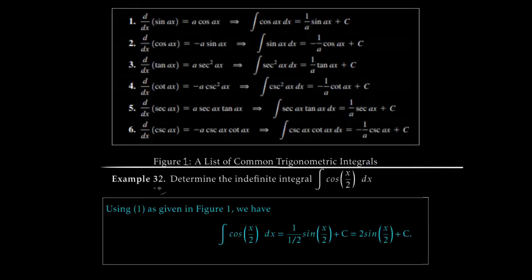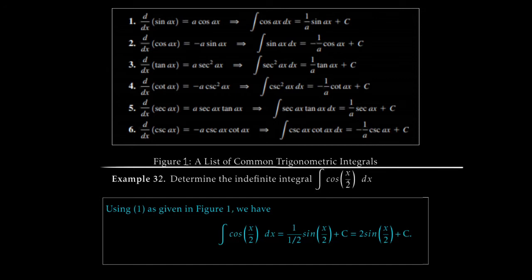Okay, example 32. Determine the indefinite integral of cosine of x over 2 dx. So, same thing again. We're just going to take the things we already know about derivatives and turn them into things about antiderivatives. So, conveniently summarized in the table, we got that if we integrate cosine of ax dx, we get 1 over a sine of ax plus c.